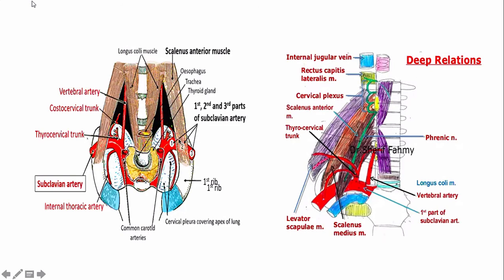Medial to the muscle is the first part of the subclavian artery. Posterior to the muscle is the second part, and lateral is the third part of the subclavian artery. Superolateral to the muscle are the cervical plexus. And posterior to this muscle also are the origin of the brachial plexus.